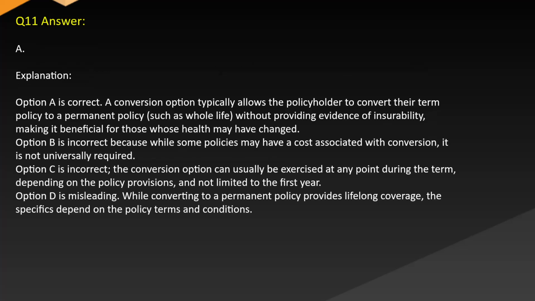Answer A. Explanation. Option A is correct. A conversion option typically allows the policyholder to convert their term policy to a permanent policy such as whole life without providing evidence of insurability, making it beneficial for those whose health may have changed.